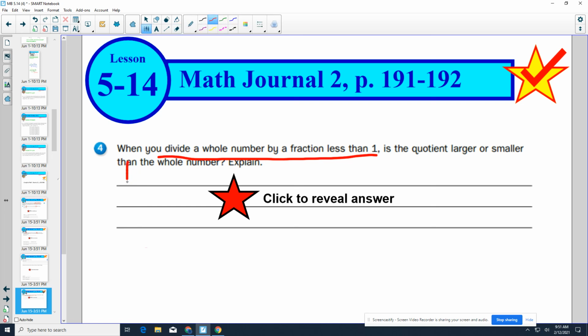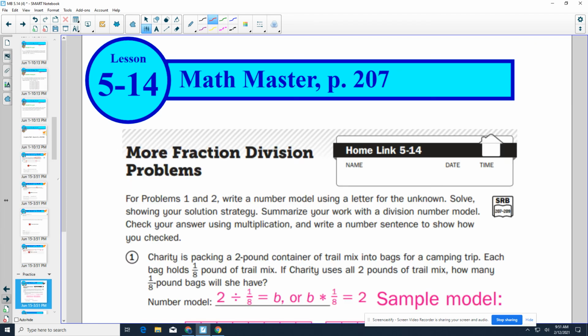So I could also do something like 4 divided by 1/2. But any fraction where you have a whole number divided by a fraction less than 1, and you want to talk about that. Is it going to be larger or smaller for your quotient? And explain why. So that's where having a problem there can be helpful. And then you have a home link that you can practice with there.